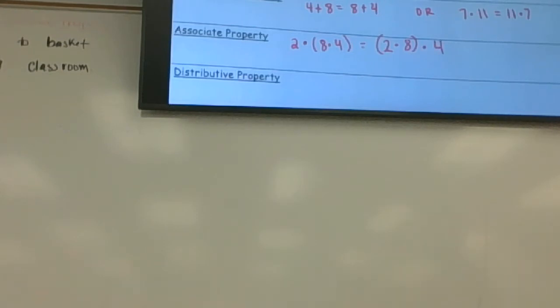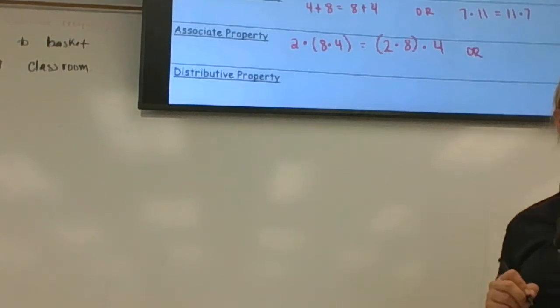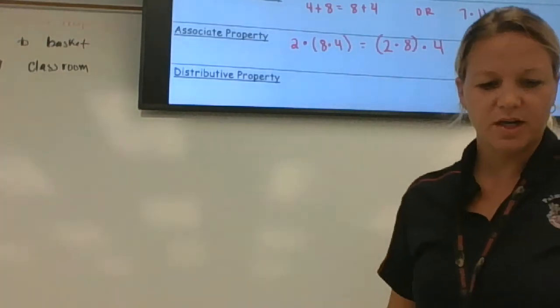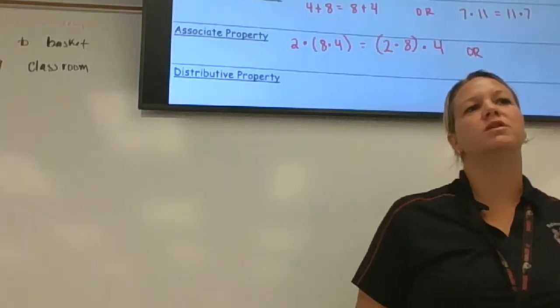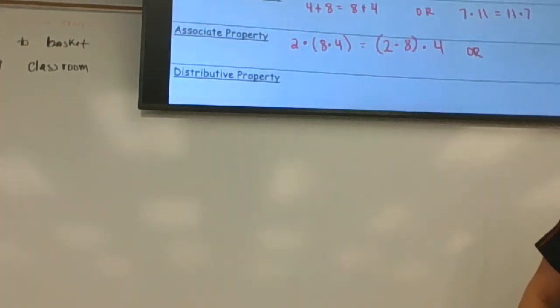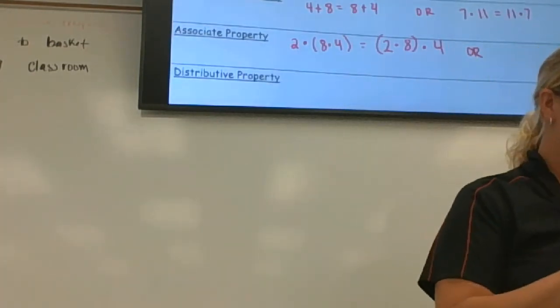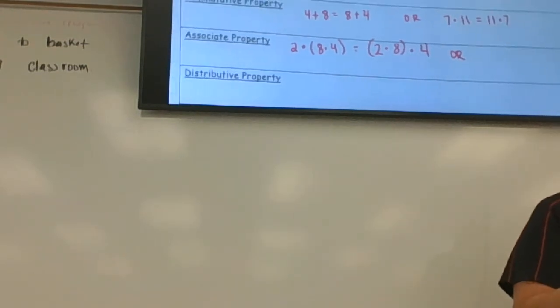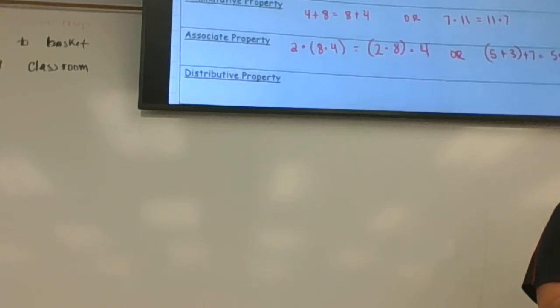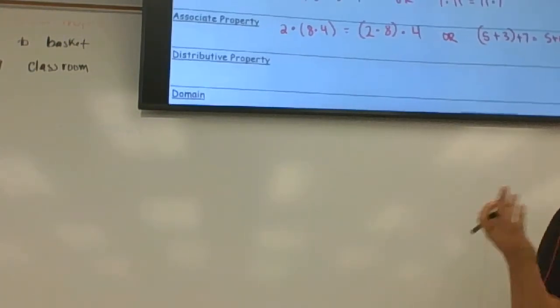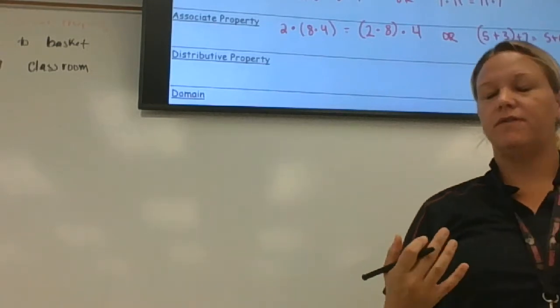2 times 8 times 4 equals 2 times 8 times 4. That's it. Did anybody do one for addition? Patrick, you gotta put your device away and just sit there bored like the rest of us, okay? Thank you. Okay, Tony. Got it. Oh, baby 3. How many more? All right, only 1 more. I didn't mean for you to fill out the whole thing.